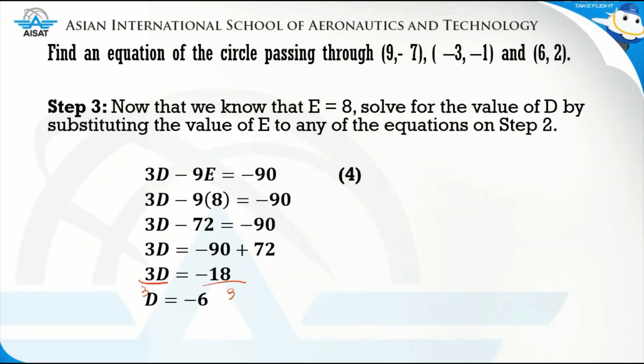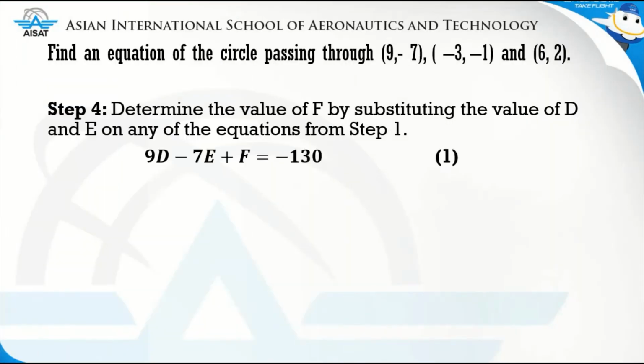Now that we have the value of e and d, we can now solve for f. Now, where will we substitute our D and E? So our values for D and E will be substituted to any of the first three equations that we got from step 1. Okay? So we can just choose any of the three. So determine the value of F by substituting the value of D and E on any of the equations from step 1. So I have chosen equation number 1.